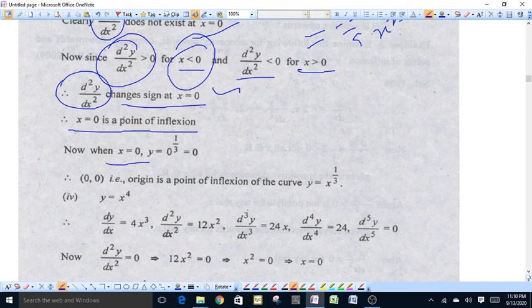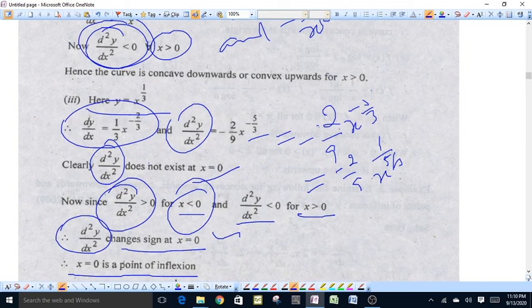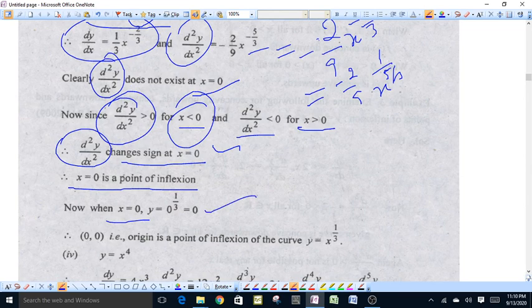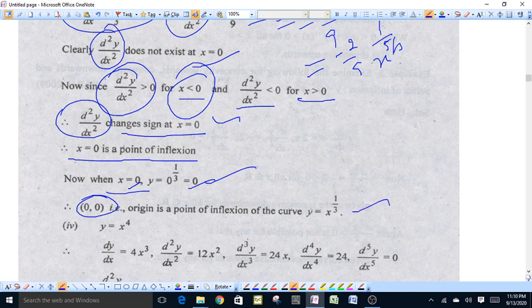When x equal to 0, the value of y equal to x raised to power 1 by 3 is equal to 0. It means x equal to 0, y equal to 0. This is the point of inflection of the curve.